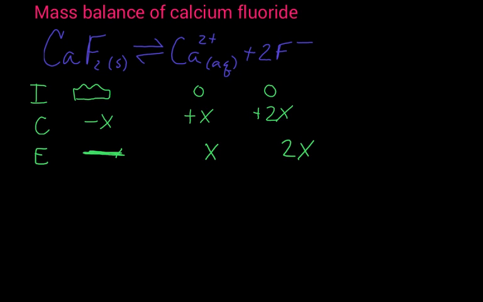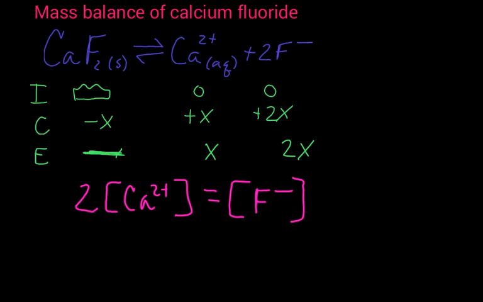To set up our mass balance, we can see from our equilibrium expression that the concentration of our fluoride anion is equal to twice the concentration of calcium 2 plus. So when we're setting up our mass balance, we have to put a 2 out in front of our calcium 2 plus. We're saying 2 times the concentration of calcium 2 plus is equal to our total concentration of all of our fluoride species. So I'm just going to put F minus total.